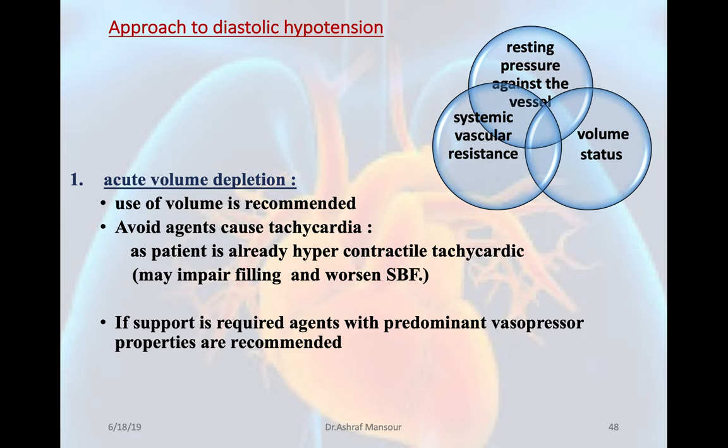In case of a diastolic problem, the resting pressure against the vessel must be treated, the volume status which you are pushing in this vessel, and the systemic vascular resistance must also be affected. So you have to increase the systemic vascular resistance, you have to increase the resting pressure against the vessel, and you have to increase the volume. So in acute volume depletion cases which cause diastolic hypotension, use volume, as we said. Avoid agents causing tachycardia, because tachycardia will give less time for the myocardium to contract and for the diastolic phase to be filled by blood. A patient who already has hypercontractile tachycardia may have impaired filling. If support is required, a predominant vasopressor can be used, like dopamine or adrenaline.